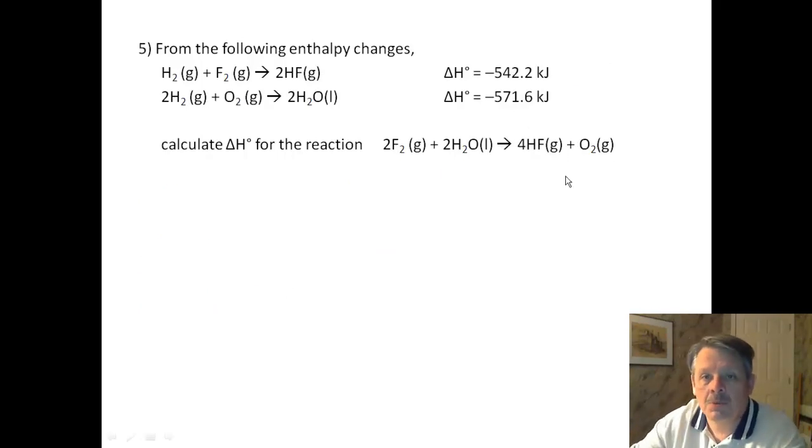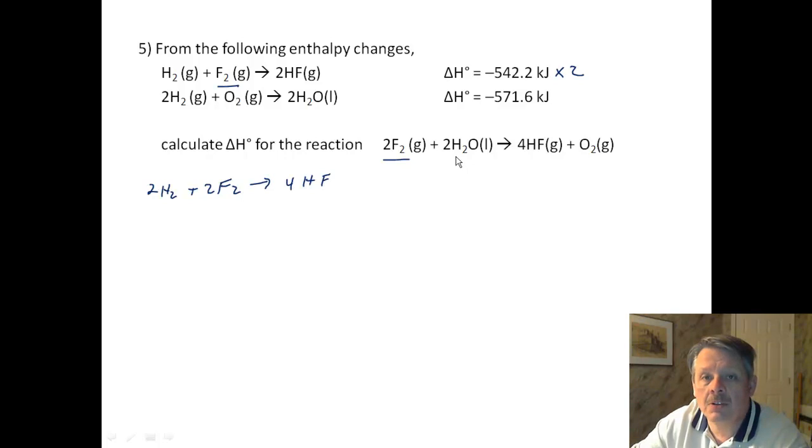How about this one? I've got 2 F2s. I'm looking for F2s. F2s are only there. So it's on the proper side, but I need 2 of them. I've only got 1, so I have to take this number and multiply it by 2. So that's going to give me 2H2 plus 2F2, give me 4HF.